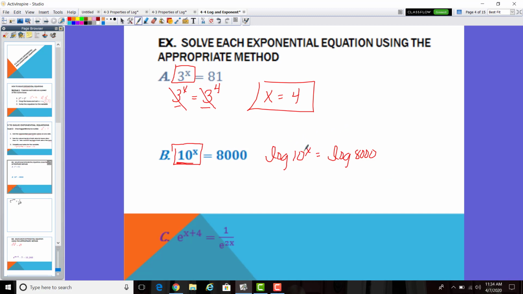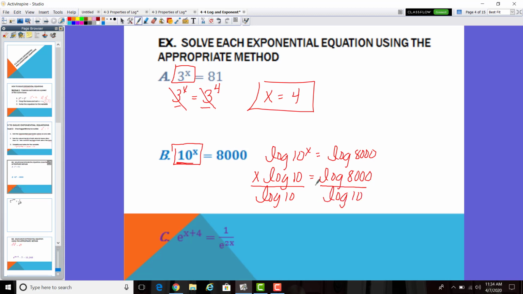Last step in method 2 says to simplify and solve for the variable. Well, my variable is always going to be in the exponent position, which means I'm always going to have to use the power rule to get that down in front. Now that my exponent is a coefficient, now I can use my inverse operations to get my variable by itself.